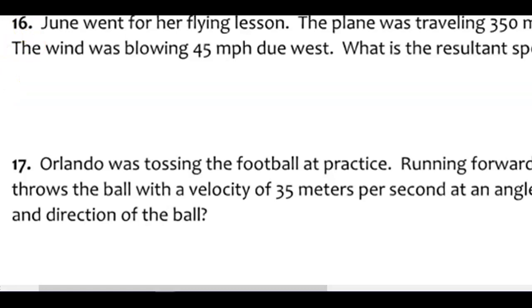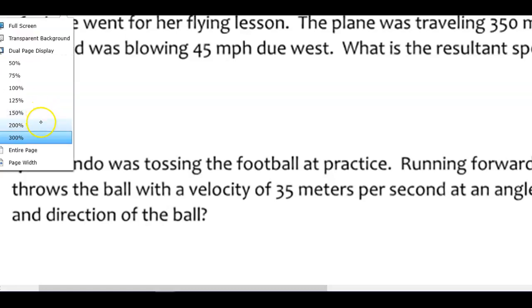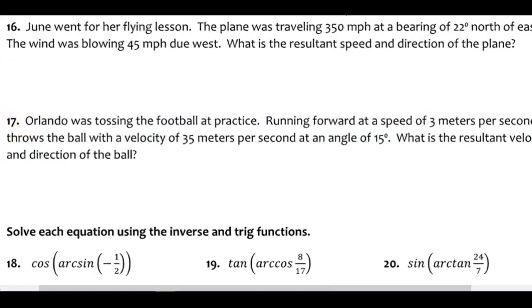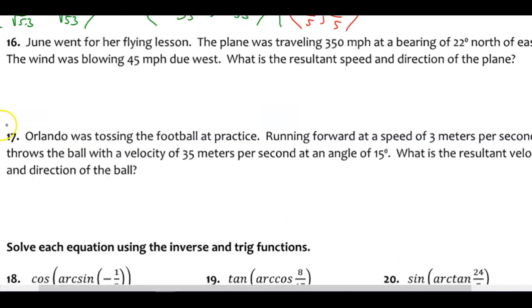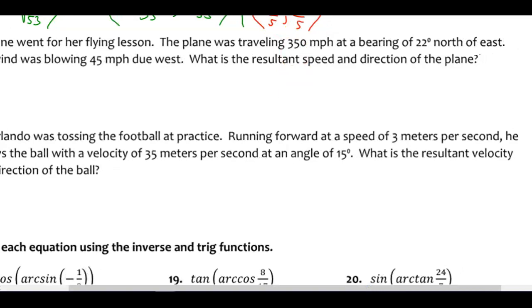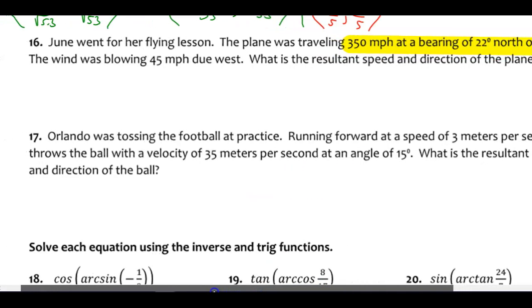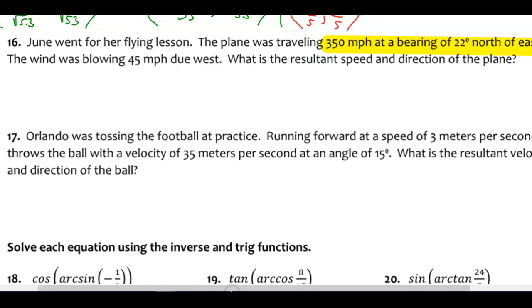Hold on, let me read this real quick. All right. June went for her flying lesson. The plane was traveling 350 miles per hour, bearing 22 north of east. North of east, that's important. And it says here, the wind was blowing 45 miles per hour due west. I think that's important. What is the resultant speed and direction of the plane?